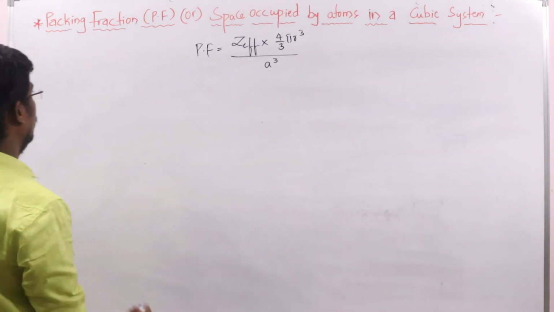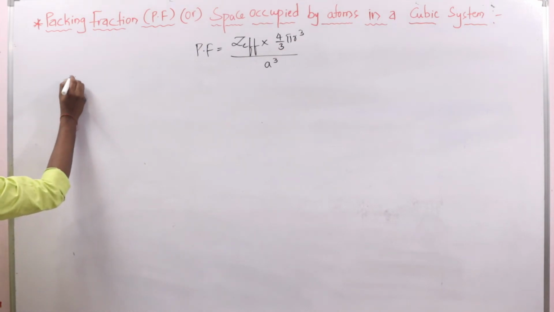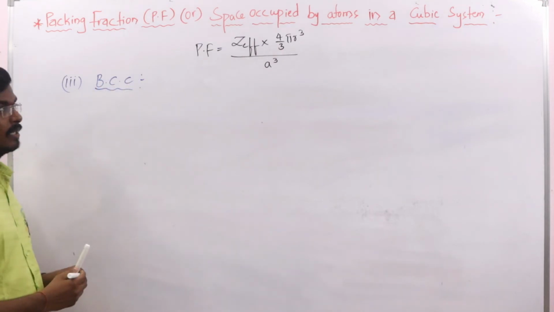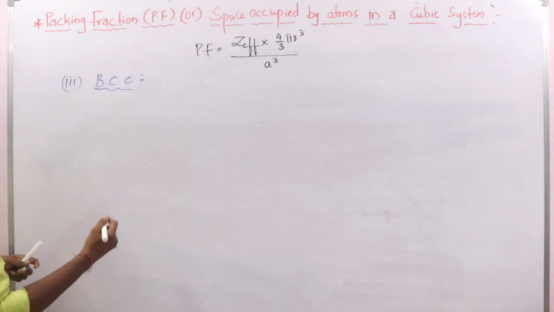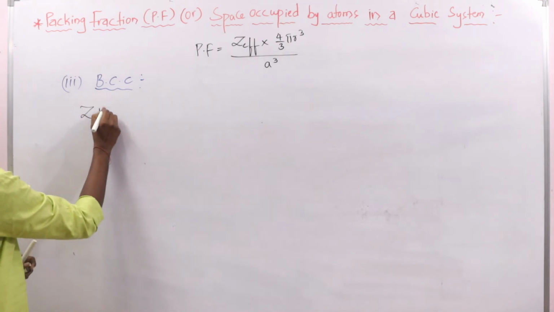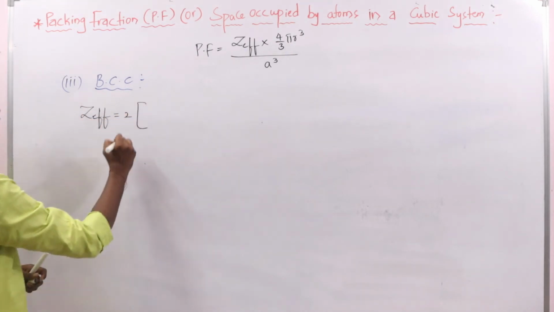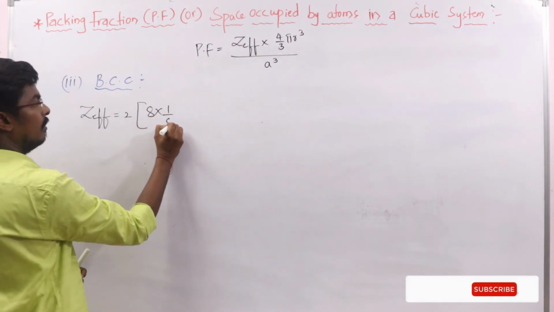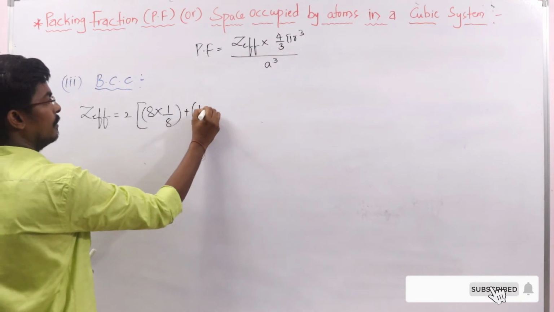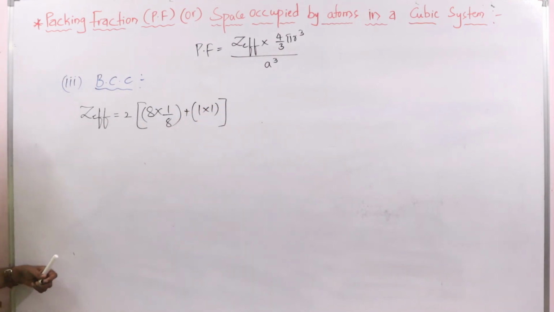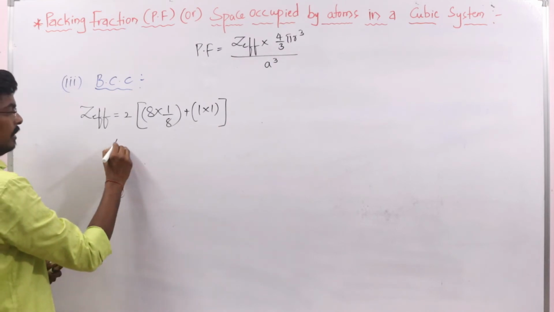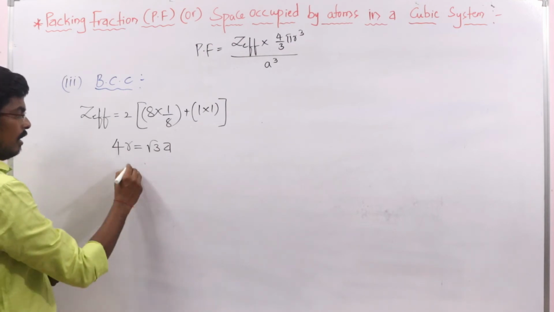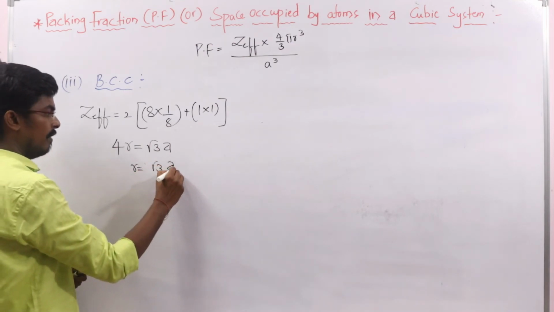Now let us see the body centered cubic. For body centered cubic, what is the Z effective? Z effective is equal to 2. So why? Because in body centered cubic, the lattice points are located at the corners as well as the center of the body. So the contribution is 1, you know that. So that's why the Z effective is equal to 2. And what is the relation between the edge length and the radius? 4r is equal to root 3a. Then r is equal to root 3a by 4.